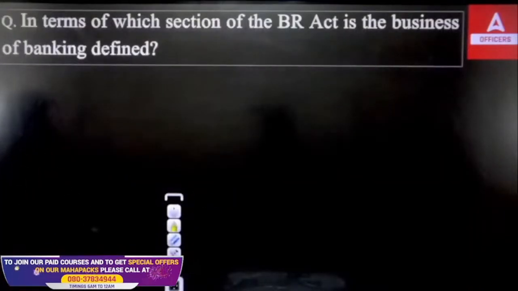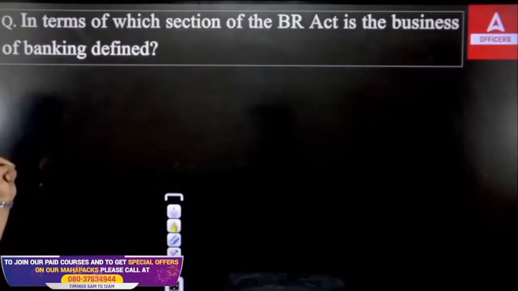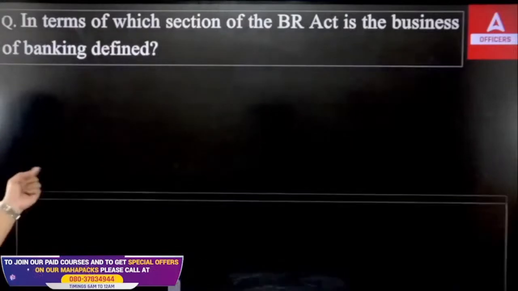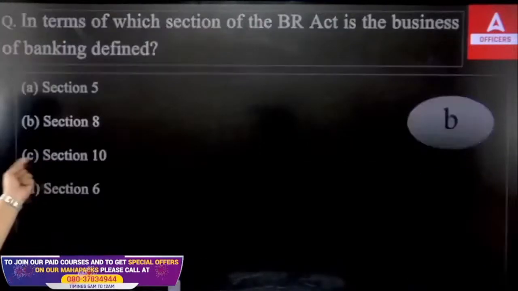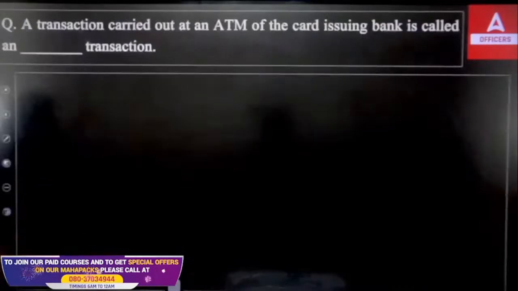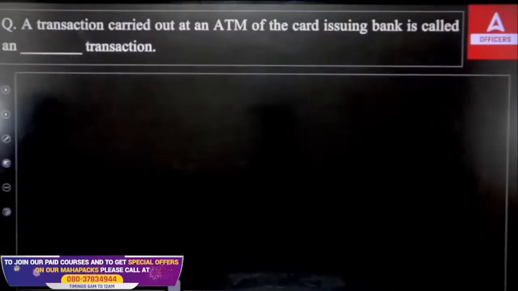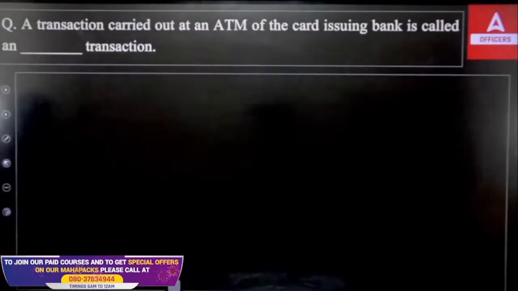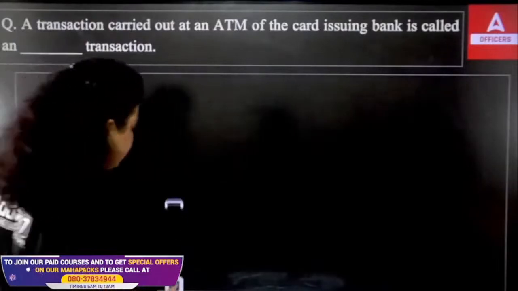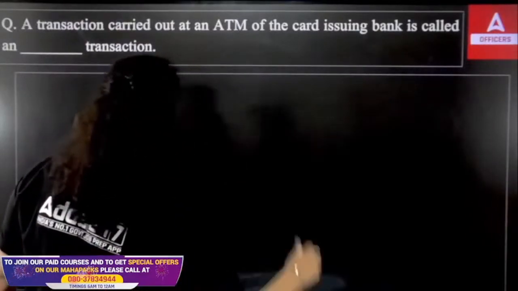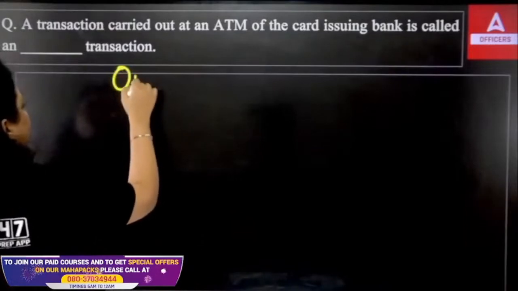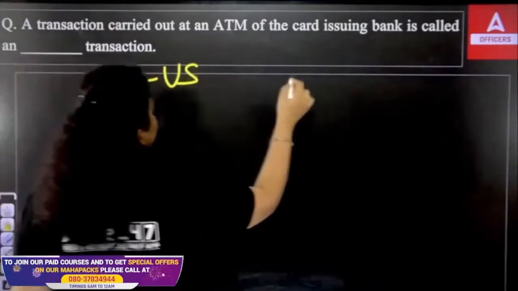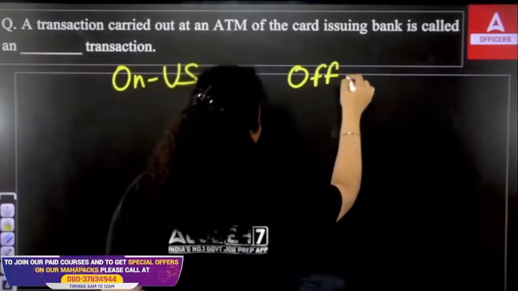In terms of which section of Banking Regulation Act is the business of banking defined? This we have done already. Now this is a repeated question. Really sorry. Now, a transaction carried out at an ATM of the card issuing bank is called an dash transaction. See, there are two types of transaction. First is on us. Second is off us.